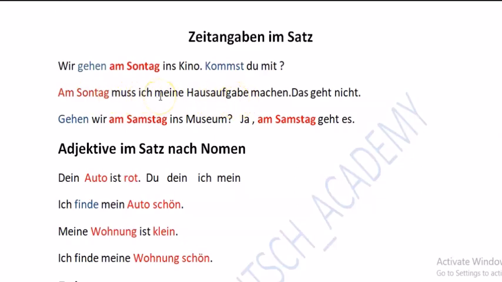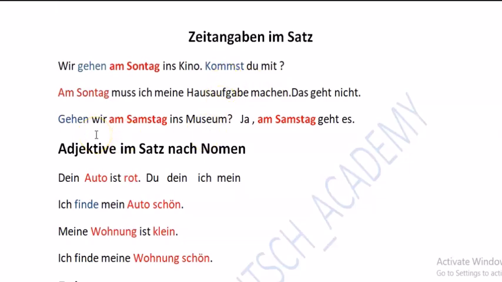Here our friend says that on Sunday I must do my Hausaufgabe. Hausaufgabe means homework. Machen means do. I must do my homework. Das geht nicht. It means I can't do that. It means I can't go with you.